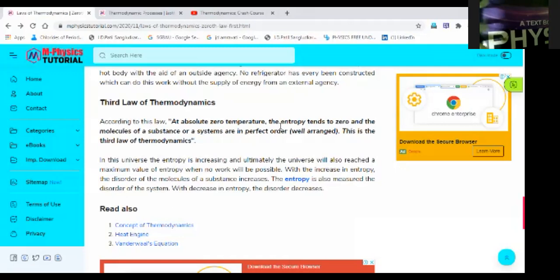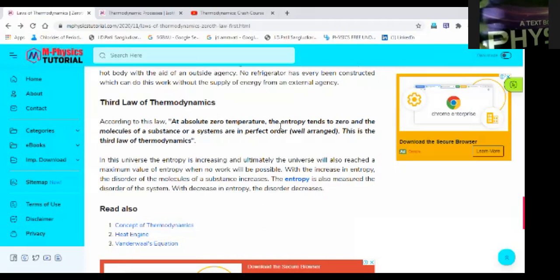In the universe, the entropy is increasing, and ultimately the universe will reach a maximum value of entropy when no work done will be possible. With increasing entropy, the disorder of the molecules of the system increases. The entropy also measures the disorder of the system. With decreasing entropy, disorder decreases.